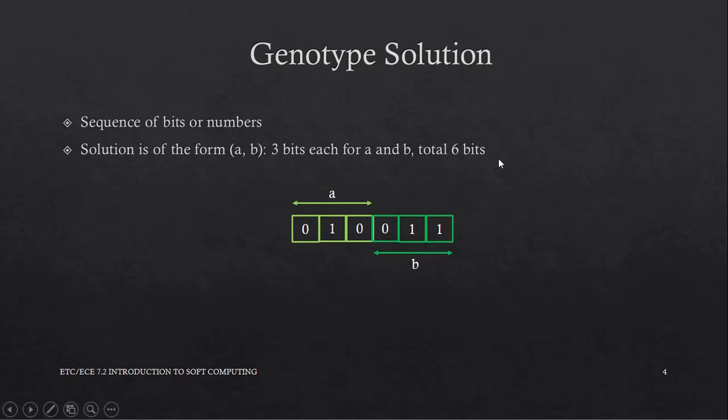The entire solution, therefore, will be represented as a sequence of 6 bits, with the first 3 bits denoting A and the next 3 bits denoting B. So the solution 2, 3 will be represented as 0, 1, 0 for A and 0, 1, 1 for B. 0, 1, 0 is 2 and 0, 1, 1 is 3. So 2, 3 is represented as 0, 1, 0, 0, 1, 1, a sequence of 6 bits.